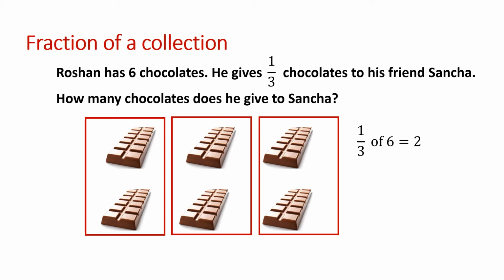Now what is the question? We have to find 1/3 of the chocolates. 1/3 of how many chocolates? 6 chocolates. So our answer will be 1/3 of 6, that means one part of these 3 parts. What is one part of these three parts? Yes, in one part there are 2 chocolates. So 1/3 of 6 is equal to 2.